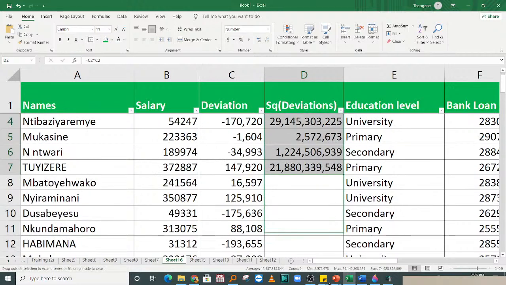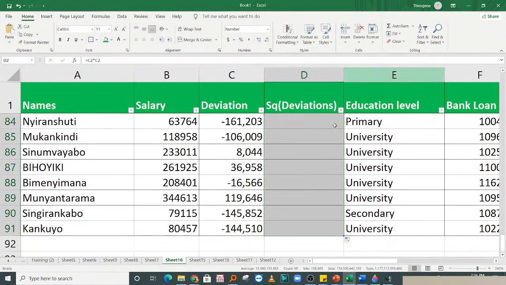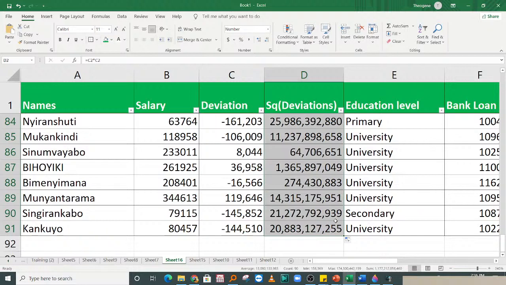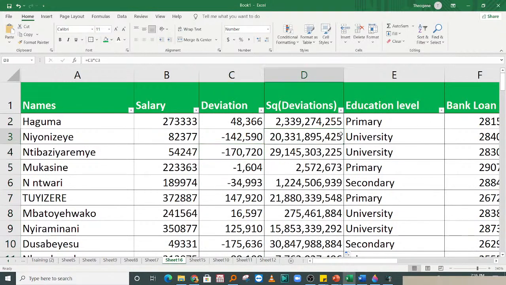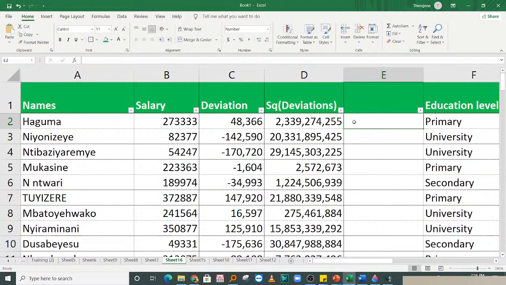So 40 whatever times itself. Is it right? The square of this times this. Let me calculate it here. C2 times C2. Okay, it's right. 366 times 49, sorry, 48, it is equal to this one.